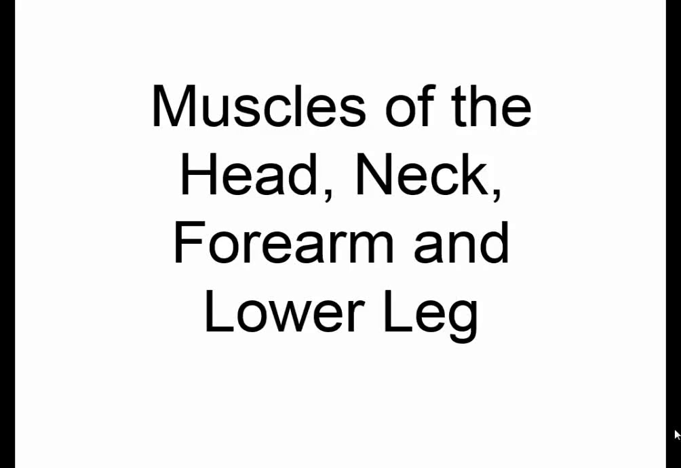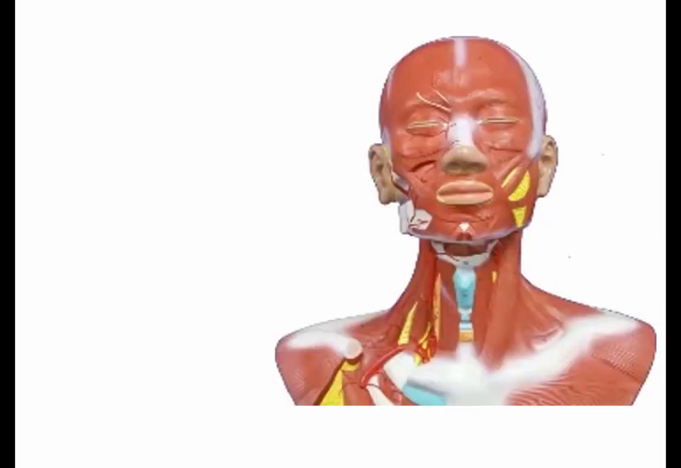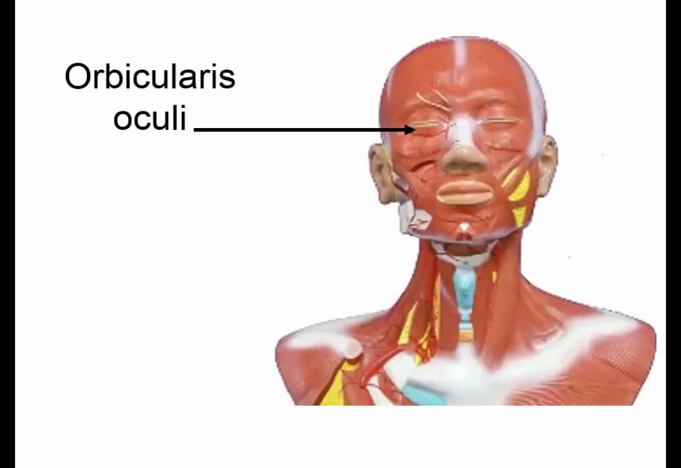The muscles of the head, neck, forearm, and lower leg are rather difficult to see on the cat, so we're going to know these on models. As we look at the head, the circular muscle around the eye is the orbicularis oculi. This is the one that allows you to wink. This is the one that closes your eye.